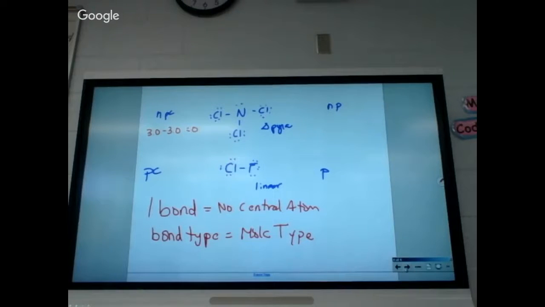O get 8. Yep. Same thing here. 2, 4, 6. C has 6. Who has 8?